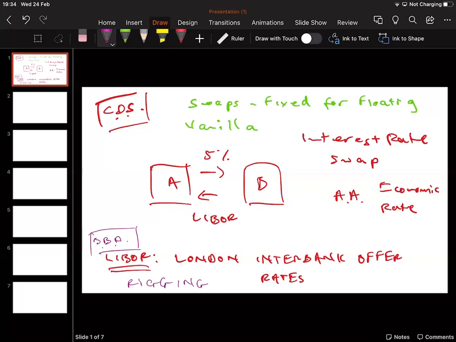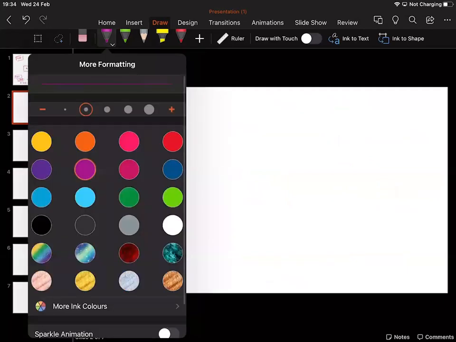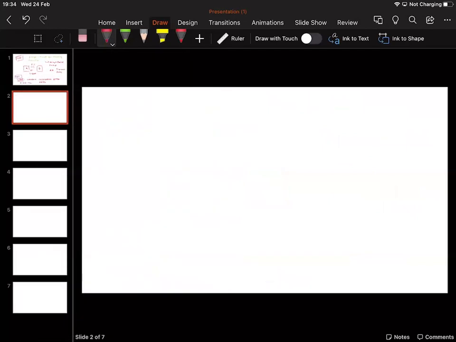Okay, let's take a very simple interest rate swap. Let's take an example where we have two counterparties, company A and company B. And they're faced with the following quotes: there's a fixed quote and there's a floating quote.